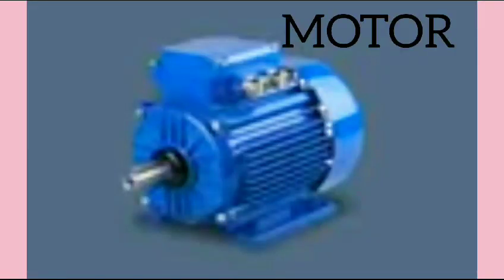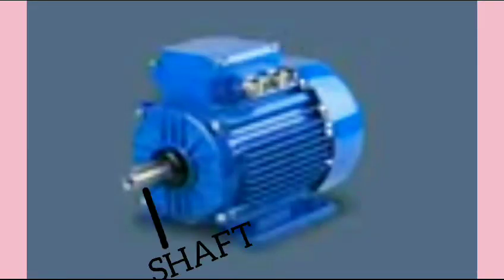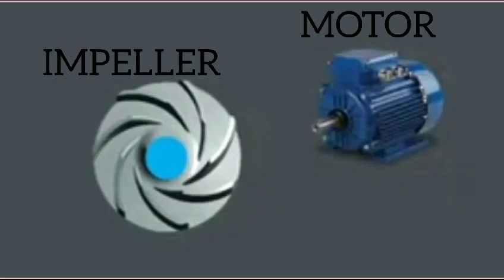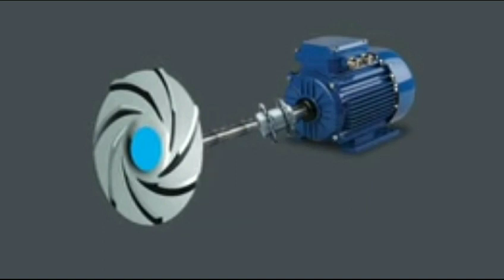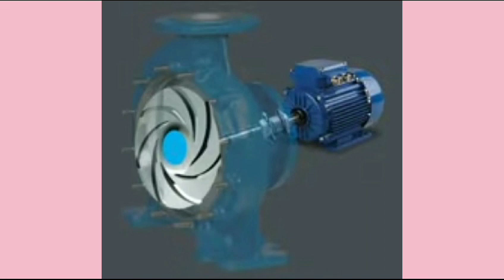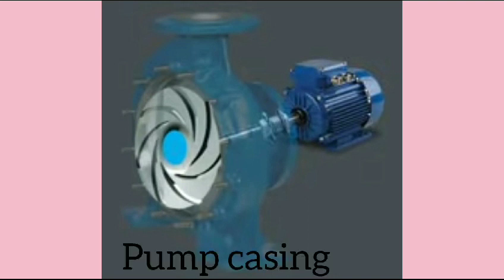Basically, a centrifugal pump has a motor. The motor has a shaft, which is called the motor shaft. This is the pump impeller, and it is mounted on a shaft called the pump shaft. The pump shaft and the motor shaft are connected by a coupling. When power is supplied, the motor shaft rotates. As the motor shaft rotates, the pump shaft will also rotate and the impeller also rotates. The impeller is housed within a pump casing.